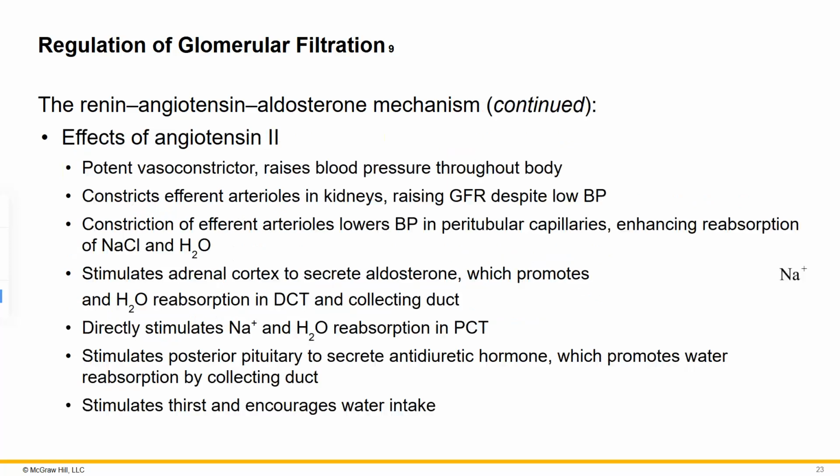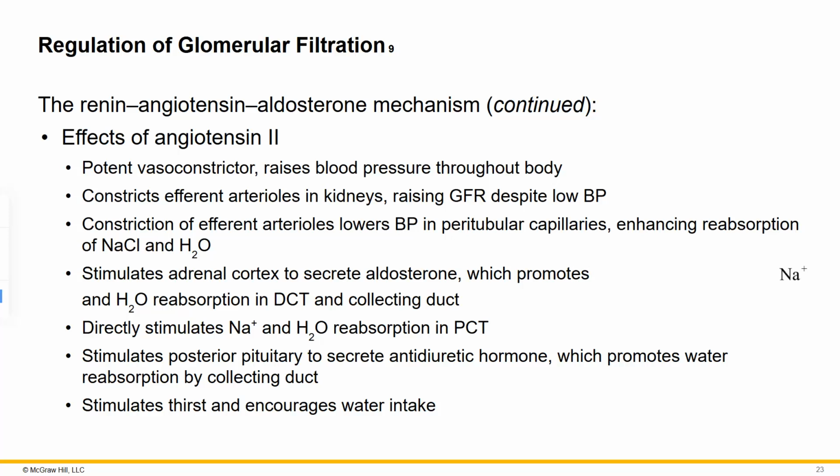The effects of angiotensin 2: it's a potent vasoconstrictor. It raises blood pressure throughout the body. It constricts efferent arterioles in the kidneys, raising GFR despite low blood pressure. Constriction of efferent arterioles lowers blood pressure in peritubular capillaries, enhancing reabsorption of sodium, chloride, and water.